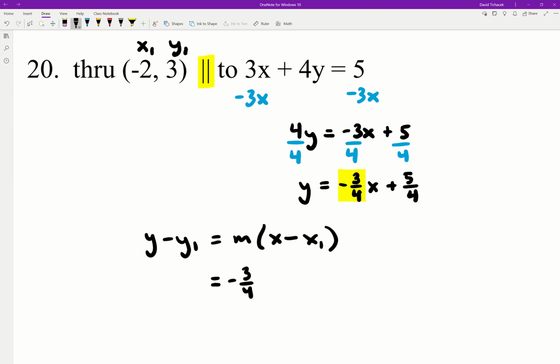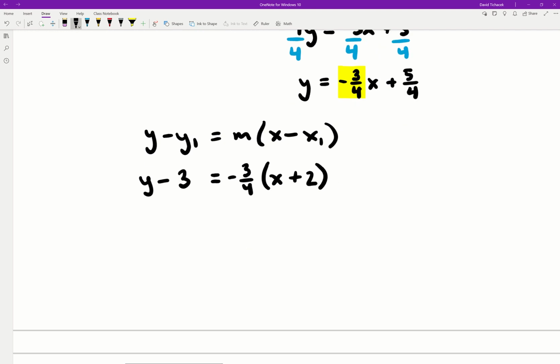So I'm going to use that slope, -3/4, and then when I plug in the coordinates of my point, again, I'm just going to plug it in as y minus the y coordinate, and then x minus the x coordinate. Here that would be x minus -2, so that would change to x plus 2.